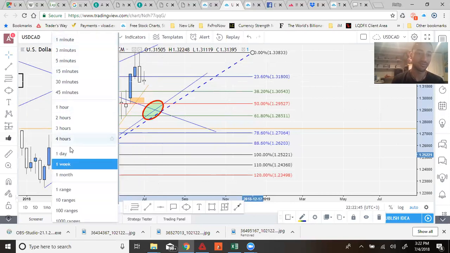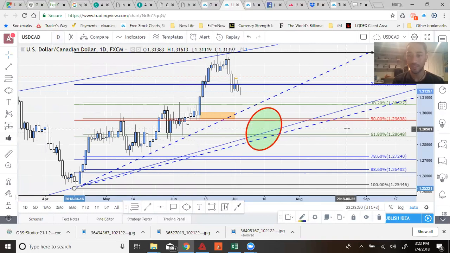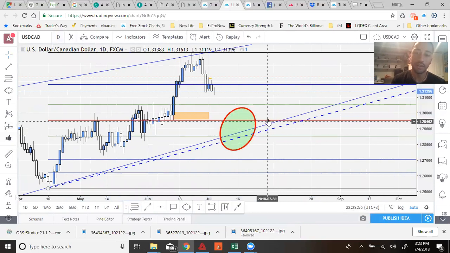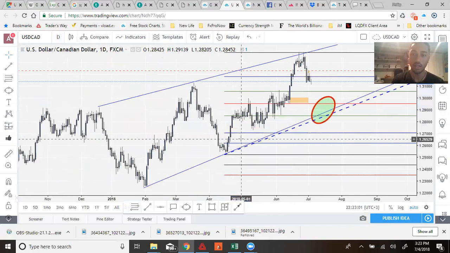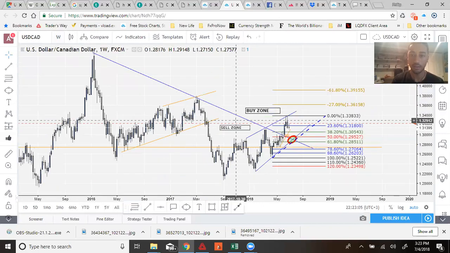Wow. See, man, this is why I like doing this. You know what I mean? So 61.8, let me just delete this. The green one is 61.8, the red one is 50. So we see, oh, that trend line isn't showing on this time frame.